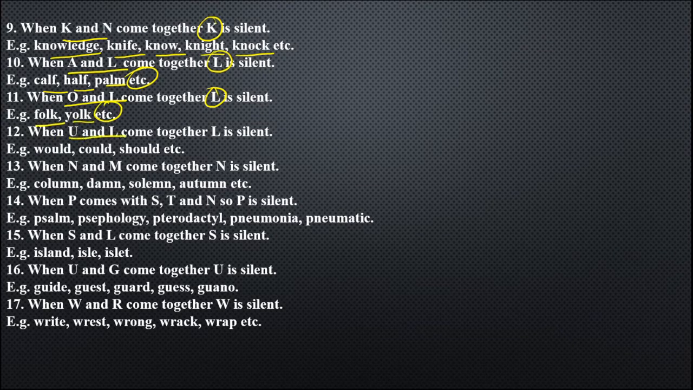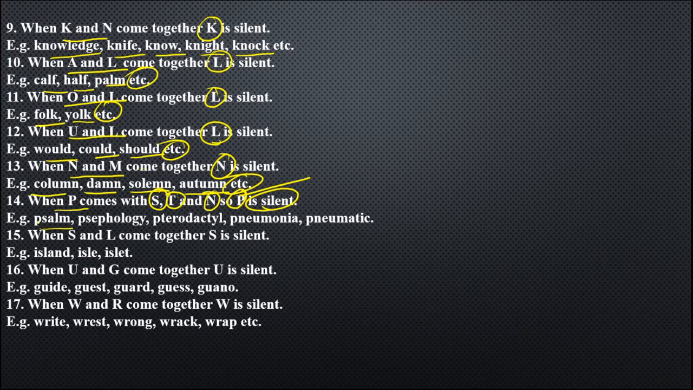When U and L come together, L will be silent. We say would, could, should, etc. And when M and N come together, you are not going to pronounce N. Like we say column, damn, solemn, autumn, etc. And when P comes with S, T or N, you are not going to pronounce P. P will be silent. Like we say psalm.